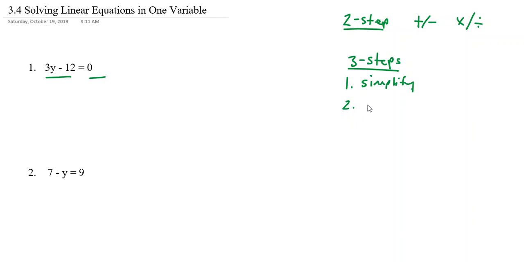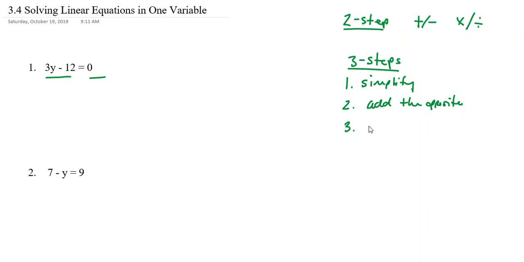Then step number two, we're going to add the opposite. We've already done this in one-step equations, adding the opposite to both sides. Whatever's being done to the variable, whatever's being done to x or y or q or whatever it is, we're going to do the opposite with addition. So if there's something being added or subtracted, we're going to add the opposite.